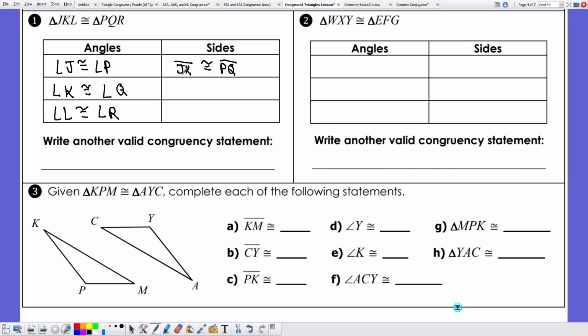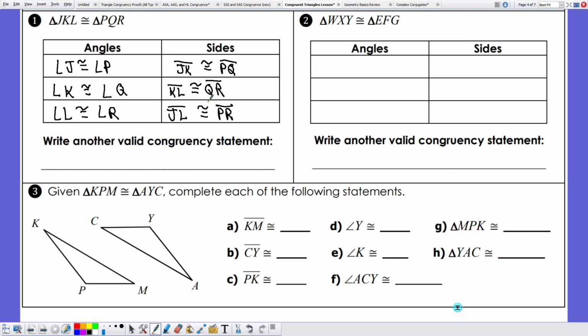The last two letters, KL, must be congruent with the last two letters of the other one, so QR. And I know I keep saying congruent with the letters. It means those sides are congruent. Again, without even looking at the problem, without looking at the triangles themselves, you already know which sides are going to be congruent with each other, which parts correspond, and therefore which parts are congruent. And then finally, we have the side JL, the first and third letter, is congruent with the side PR.